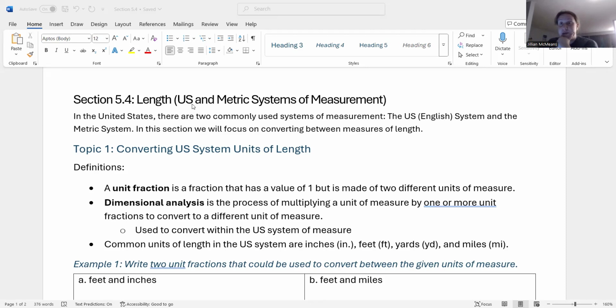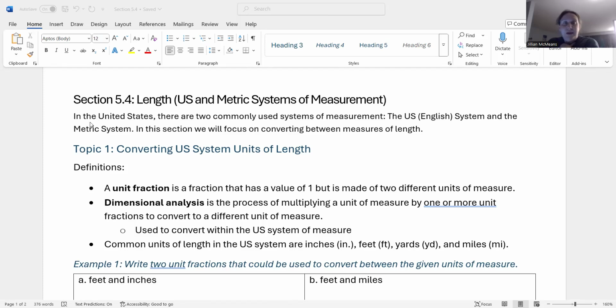We're going to look at the US system of measurement and the metric system of measurement. We use both in the US. The primary system of measurement would be the US or the English system, and then we also have some metric. People tend to like the metric system. It's usually a little bit easier to work with.